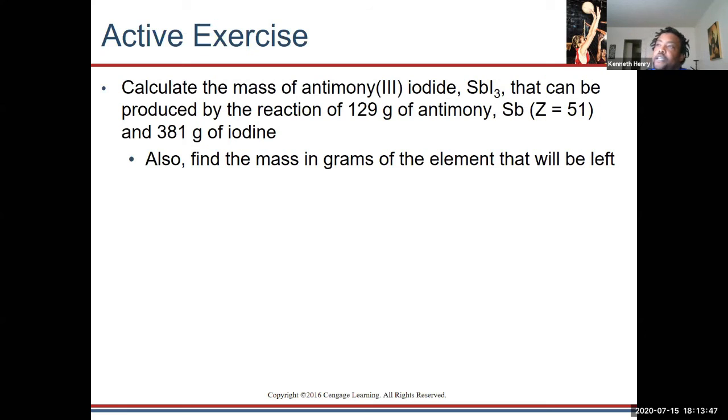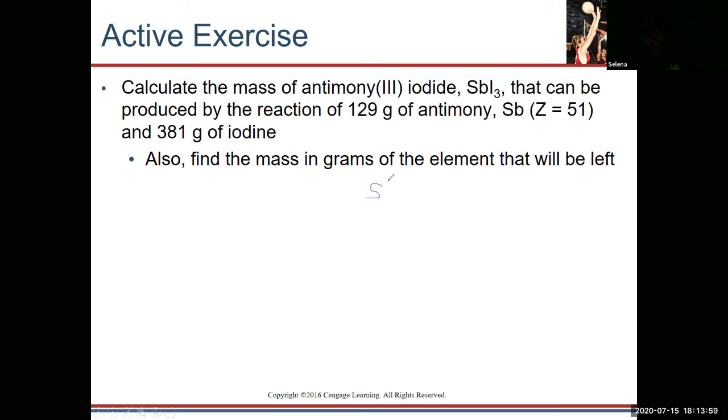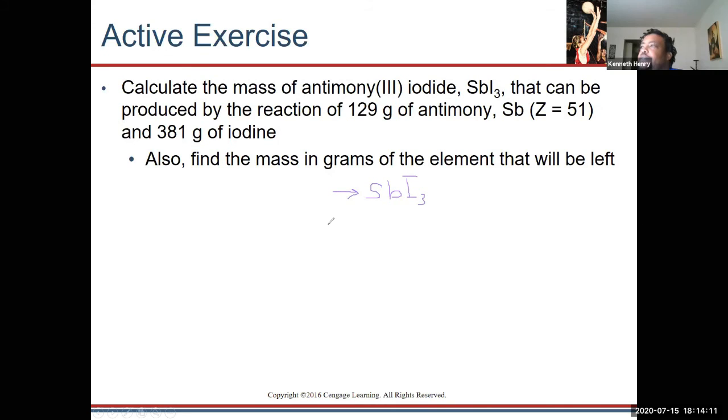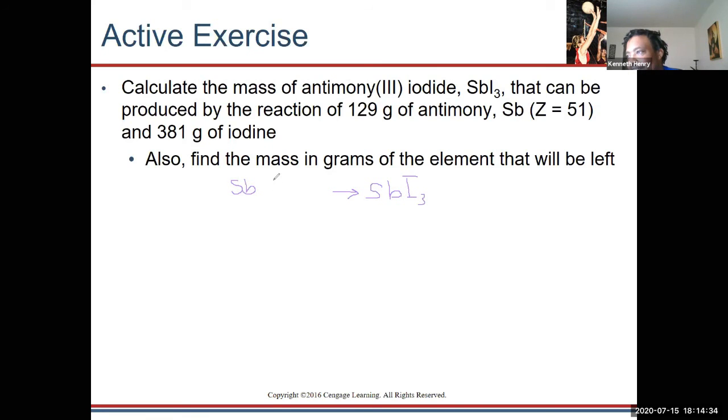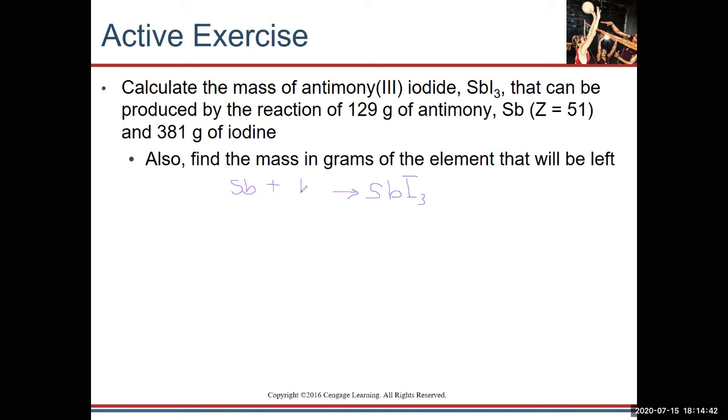It says calculate the mass of SbI3. Okay, so that's going to be a product or a reactant? The product. So, okay, what are my reactants? 129 grams. Okay, now I don't want the quantity. Am I going to put 129 grams in there? No. So what am I going to put in there? Sb. Sb, yeah. And iodide. Plus. What is the chemical formula for iodide? I2. Okay.